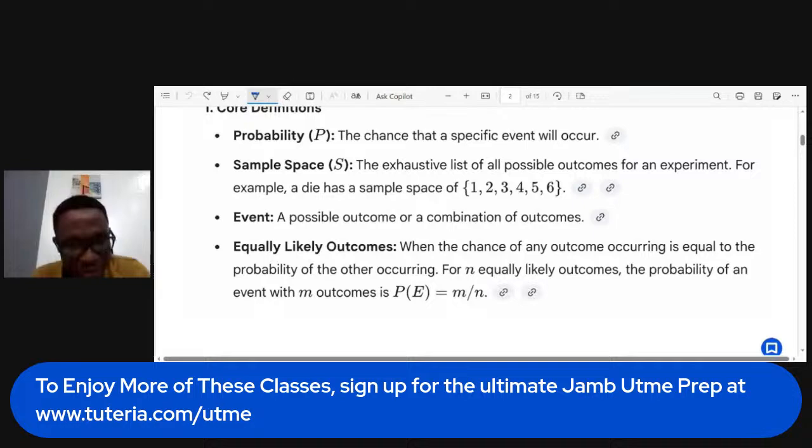All right. So another one is equally likely outcomes. So when the chance of any outcome occurring is equal to the probability of the other one occurring, that is what we mean by equally likely outcomes. So I'll give an instance. If you toss a coin, the probability of getting a head is what? 1/2. I'll still tell you the reason why it is 1/2. The reason why it is 1/2 is simple. When you toss a coin, you can either get the head or the tail.